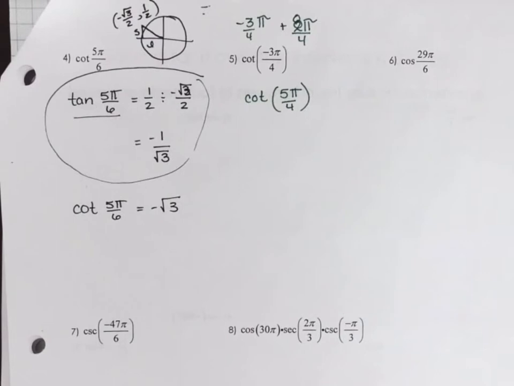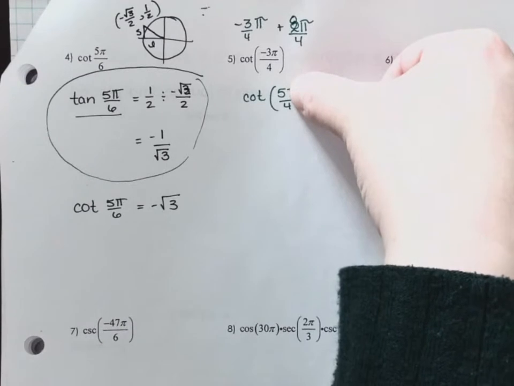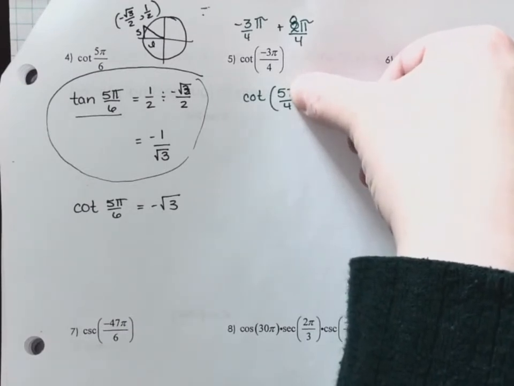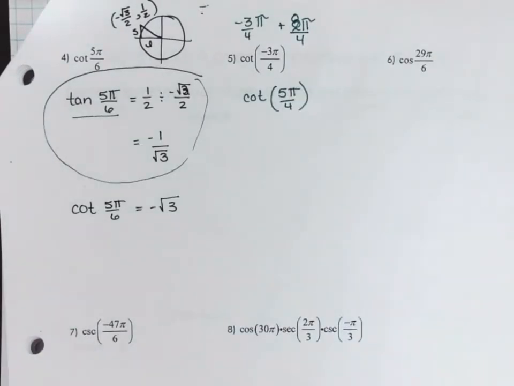Where are you at 5 pi over 4? Are you greater than 1 or less than 1? Just look at that fraction. Is that greater than 1 or less than 1? Greater. So I know I'm definitely past 1 and 2, so I've got to be in 3 or 4.